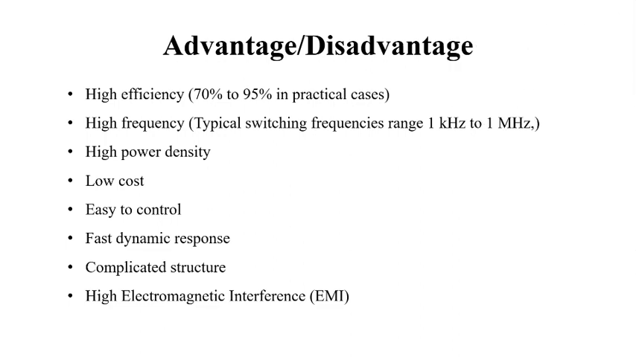Some merits and demerits of these DC to DC converters. These DC to DC converters have higher efficiencies, between 70% and 98% in all practical cases. They can operate at high switching frequency. The typical frequency range for these converters is 1 kilohertz to 1 megahertz. These converters have high power density. They have low cost and are easy to control. They possess a fast dynamic response.